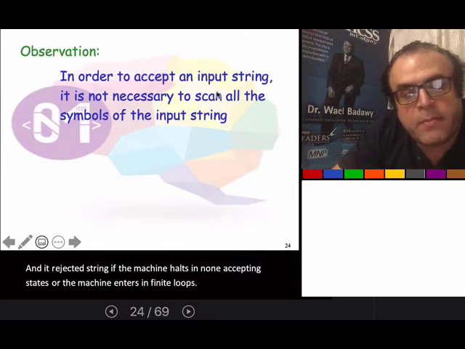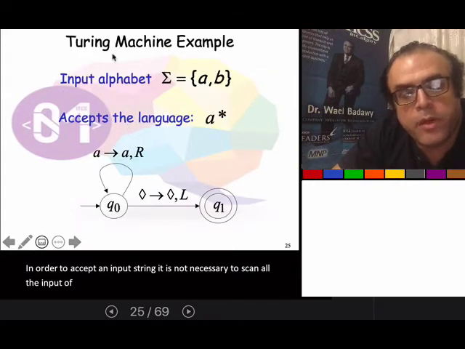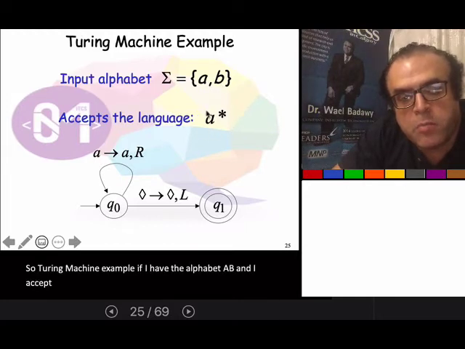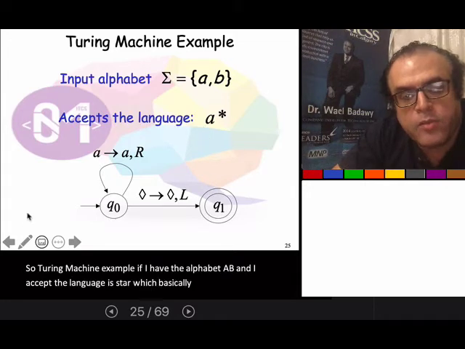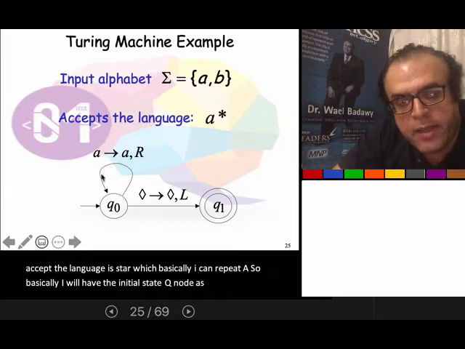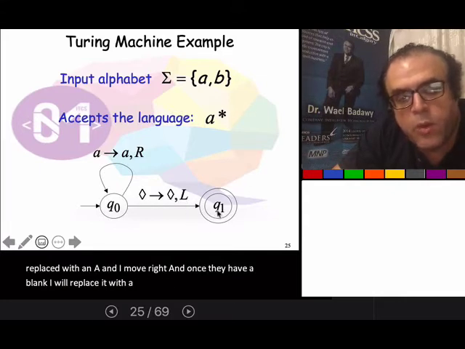In order to accept an input string, it is not necessary to scan all of the input string. So, a Turing machine example: if I have the alphabet A and B, and I accept the language A star, which basically means I can repeat A, I will have the initial state Q node. As long as I have A, I replace it with an A and I move right. And once I have a blank, I will replace it with a blank and move left. And this will end up having Q1.